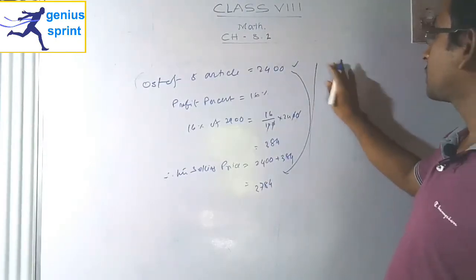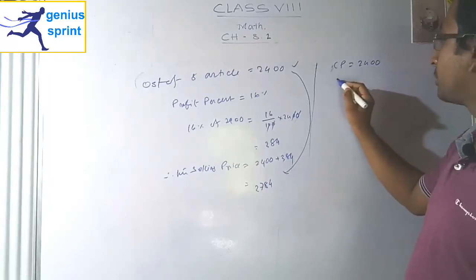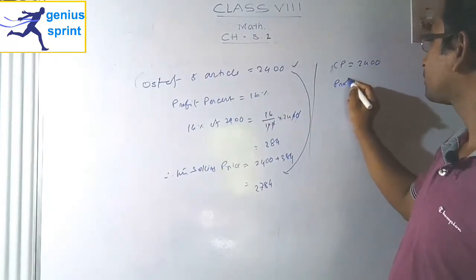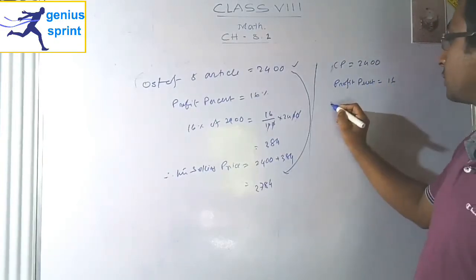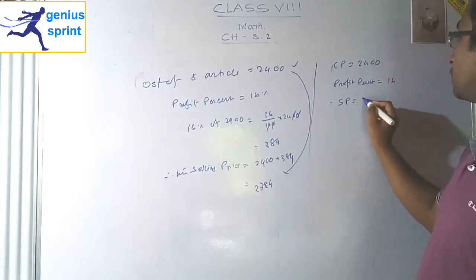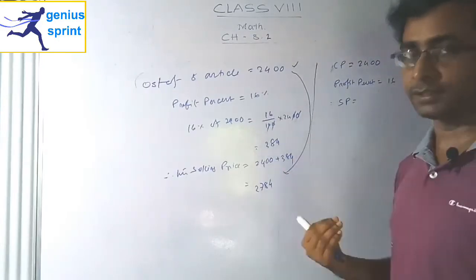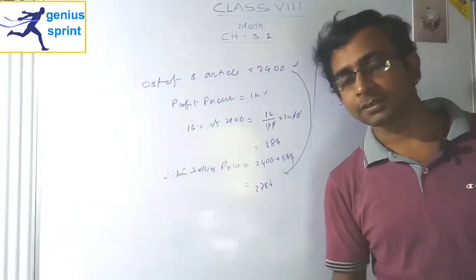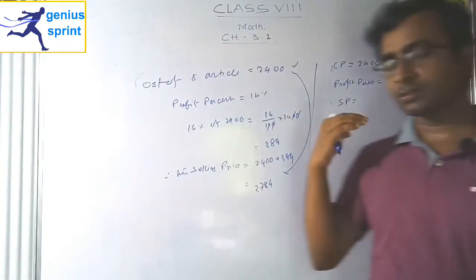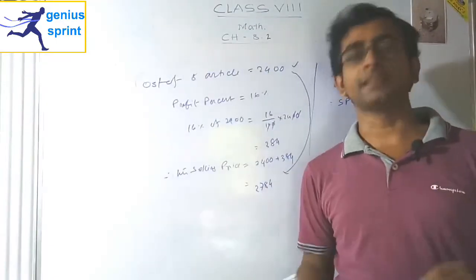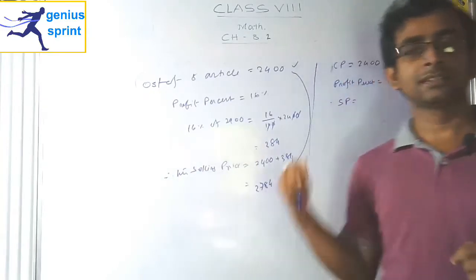See, cost price means CP. CP is equal to how much? 2400. Profit percent is equal to 16%. Therefore selling price, SP, is equal to... 16% means 16 rupees out of 100. So if the cost price of an article is 100, then the selling price would be 116, then he will get 16% profit.